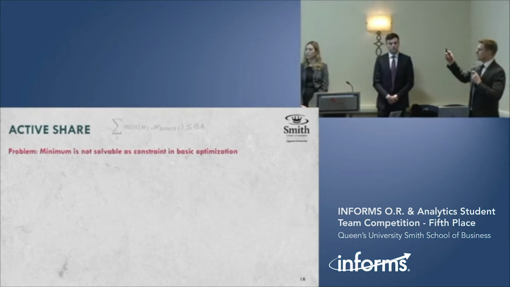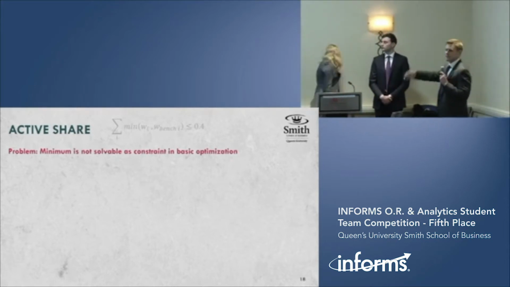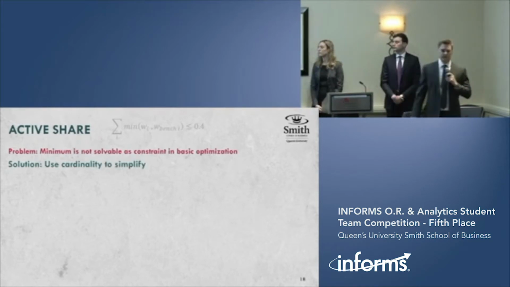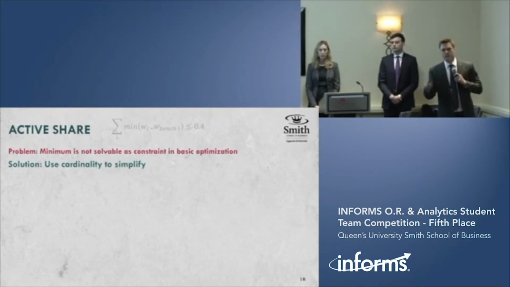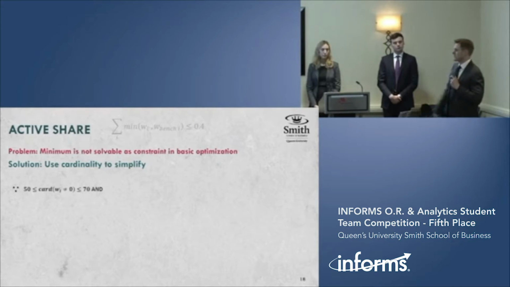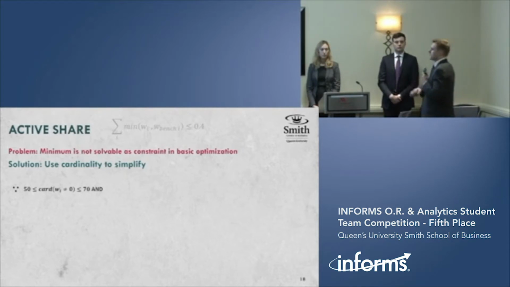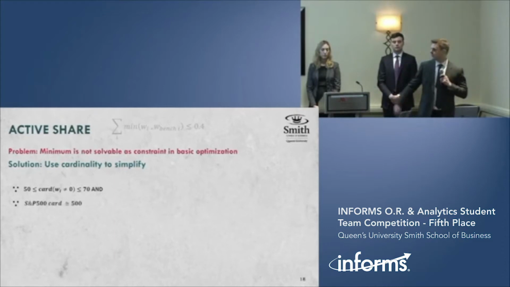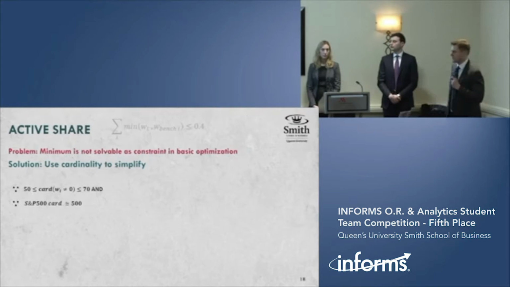We still have a small problem, and that's that we have a minimum function here, and that's not easily solvable as a constraint within a standard optimization model. So we have to get rid of it. Our solution was to leverage the cardinality assumptions we made before, and here's how we do that. We have a cardinality constraint that keeps our assets selected between 50 and 70. We know the S&P 500 is going to have a cardinality of approximately 500 at all times.